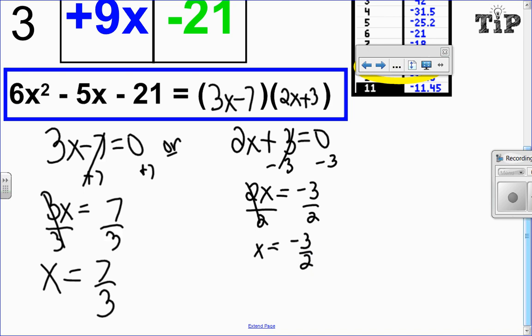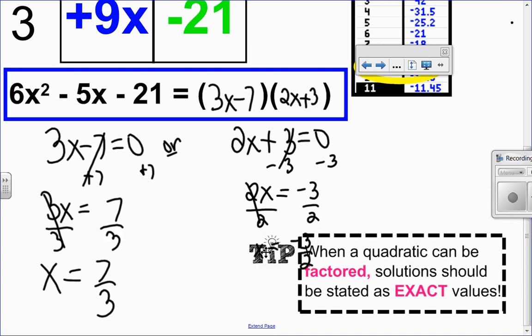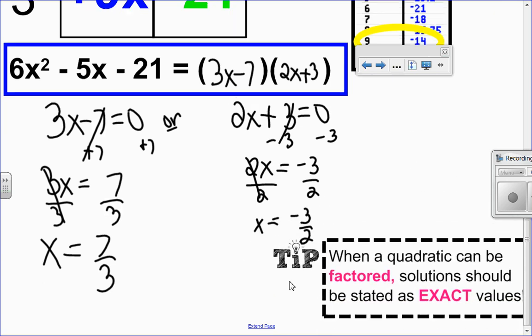And that is exactly how I want you to leave your solutions. I don't want decimals. So my tip to you is, when a quadratic can be factored, that means your solutions should be stated as exact values. So I wouldn't want to see these as decimals. Only time decimals are okay when something can be factored is in a word problem. But when I'm talking about just solving quadratics, please leave them as exact values.